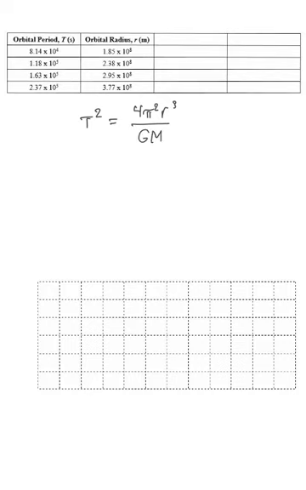GM. We could also write this, if you take the square root of both sides, as T is equal to 2 pi R to the 3/2 power divided by the square root of GM. Keep in mind the M right here in both of these equations is the mass of the object being orbited, which in this case would be Saturn. And neither of these equations depend on the mass of any of the moons.